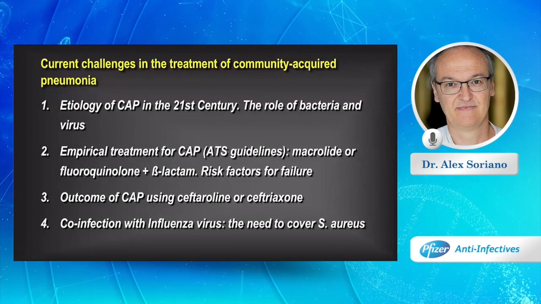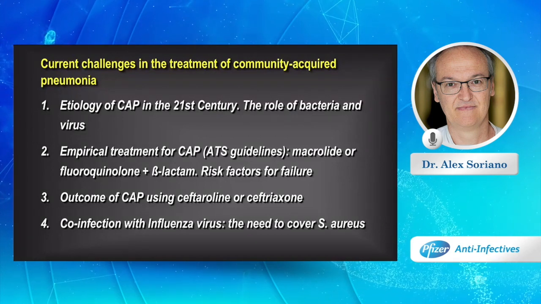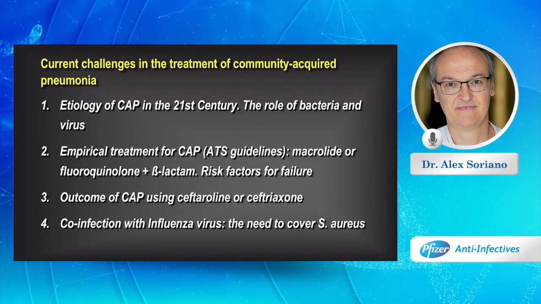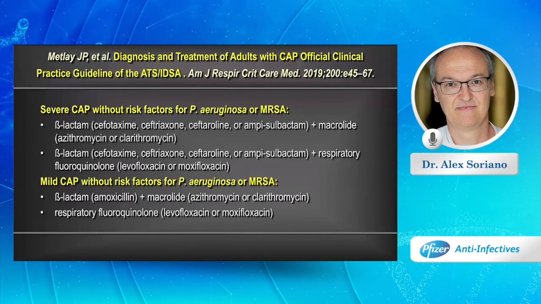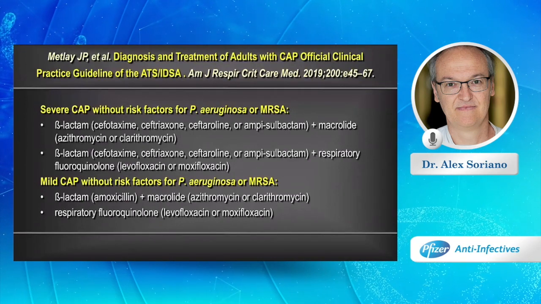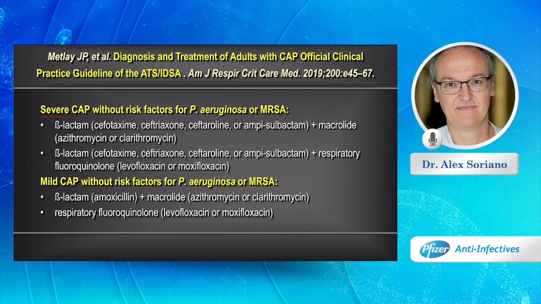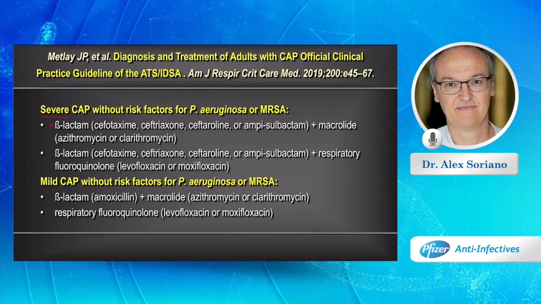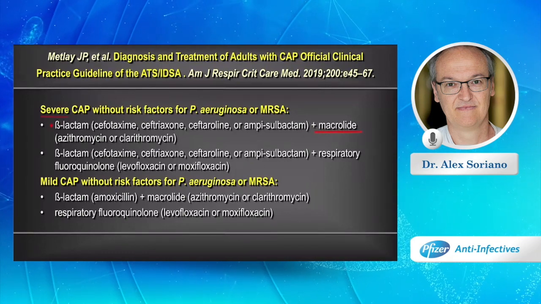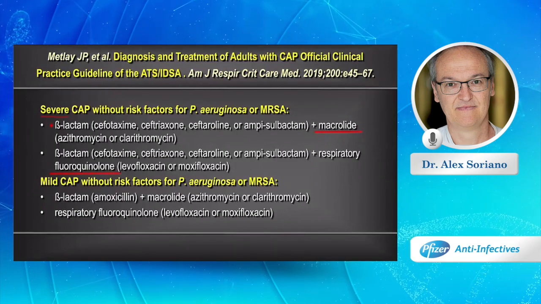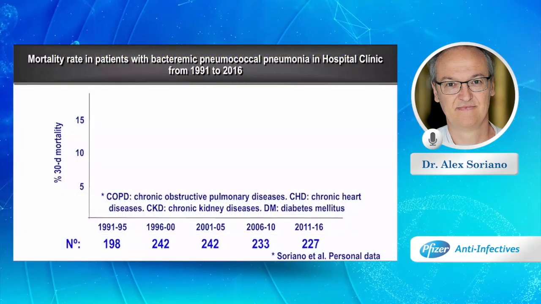Going into the second main point, the ATS guidelines. As you know, the recent ATS guidelines recommend for severe pneumonia the association of a beta-lactam plus a macrolide or plus a fluoroquinolone. Which one is better? Let me start with my experience.